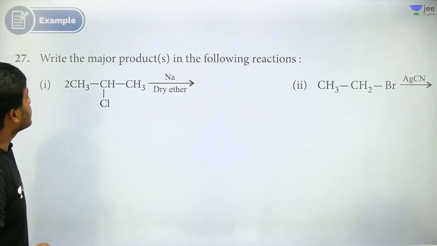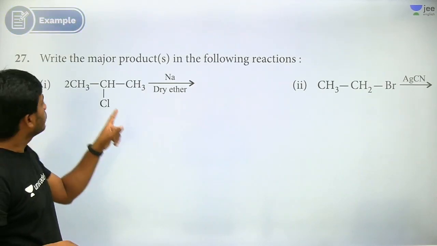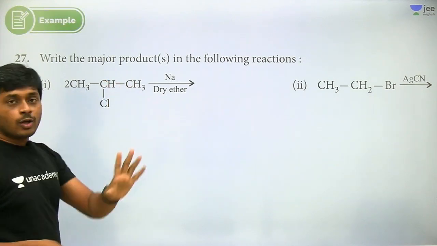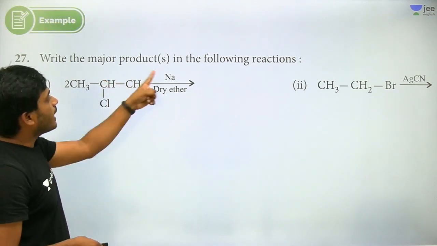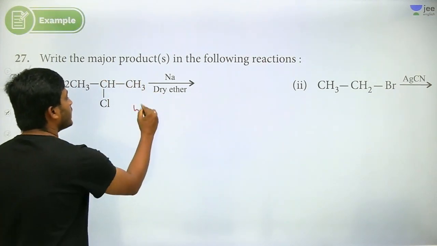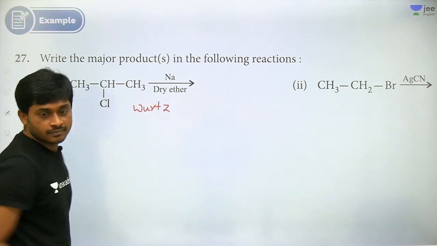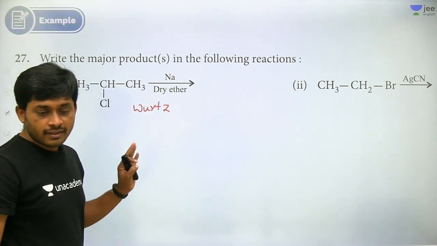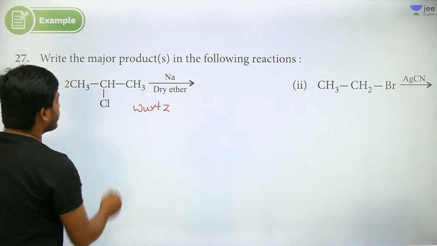Okay. Right. So this question: 2-chloropropane, sodium in dry ether. What is the name of the reaction? It is Wurtz reaction, right? So Wurtz reaction, what product do we get?